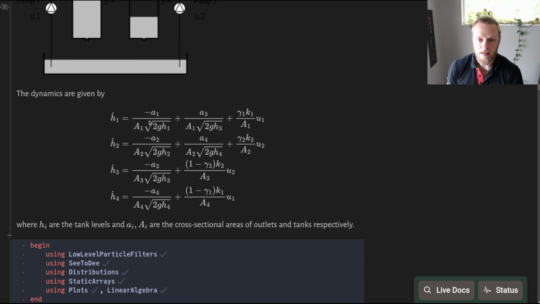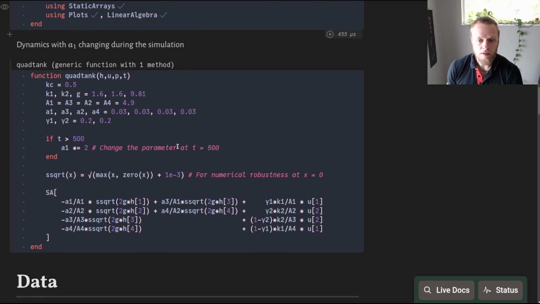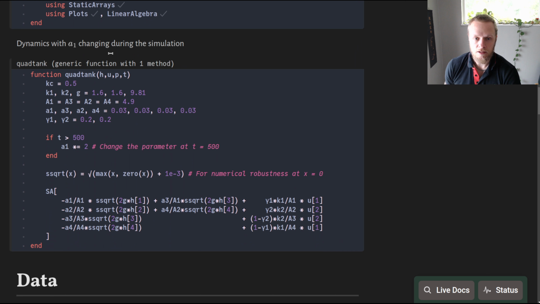And we try to estimate that. All right, so here we have a definition of the dynamics. It's the equations we just saw. And here I said that if the time is greater than 500, then we multiply this parameter by 2. So it becomes twice as large.